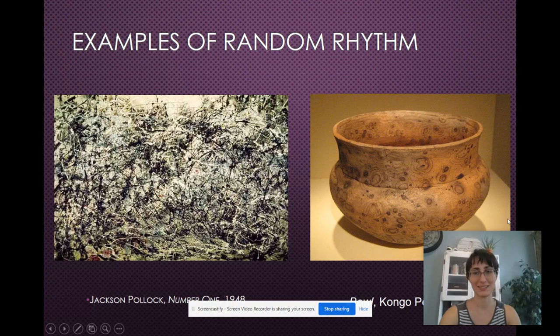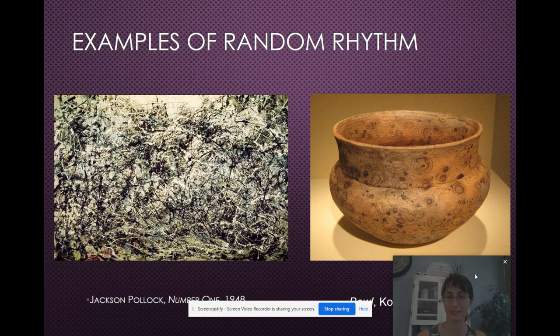So consider the bowl on the right-hand side here. The motif is that tiny little unit of design, those circles. And you can see some of the circles are inlaid more thickly than others. Some are smaller, some are larger. The space in between is totally random. It's random rhythm. Same thing with the picture here on the left. This is a Jackson Pollock. It is created, in fact, by throwing paint at a canvas. He did have a little bit of a method to it, but it is essentially random.